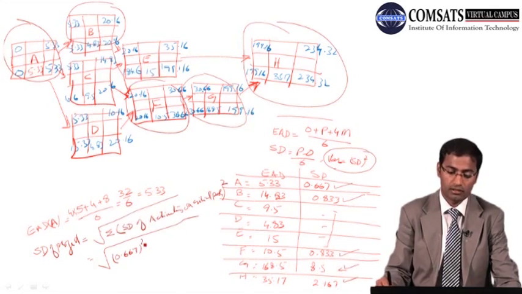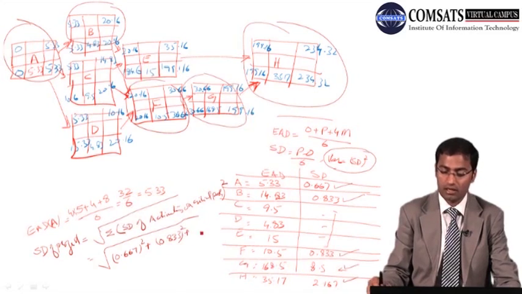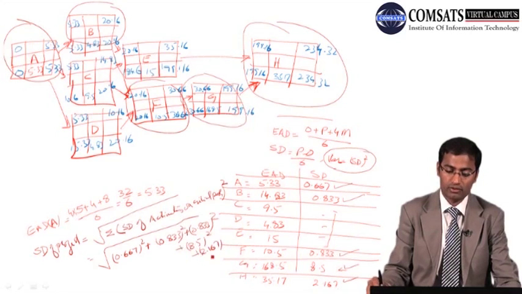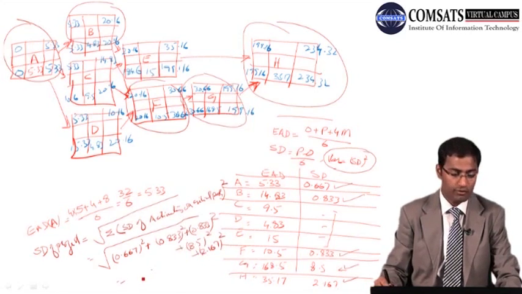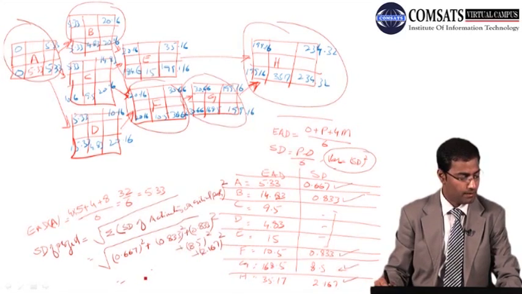That means we will have 0.667 square plus 0.833 square plus 0.833 square plus 8.5 square plus 2.167 square. If we solve that, we get 8.875.